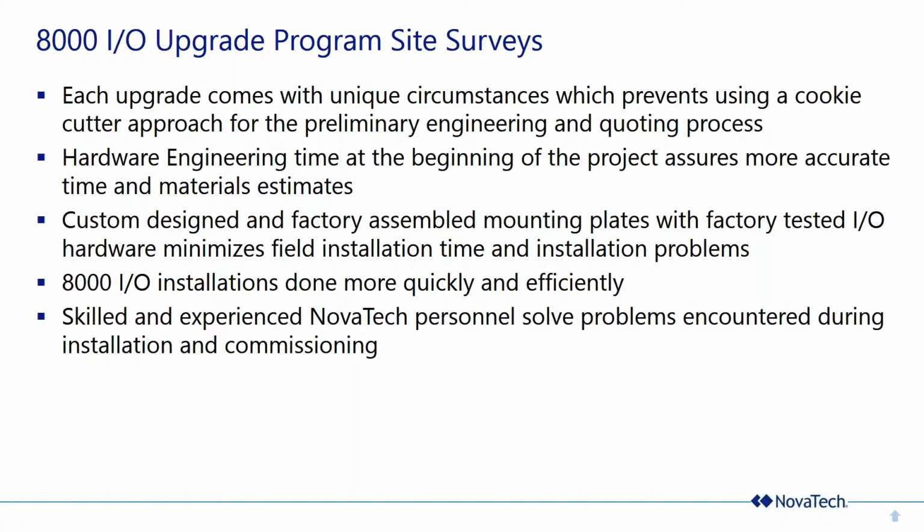Sometimes this stuff was put in all at the same time. Sometimes over the last 30 years, the plant has gone through a series of expansions, and each expansion took a slightly different approach. So we've got to go in and look. And doing that hard engineering time at the beginning makes this a better project for all of us. We have more accurate time and material estimates. We know what we're doing. We're able to come back and custom design assemblies and mounting plates that will simplify and speed up the installation time and the checkout, so that it can all be done more quickly.